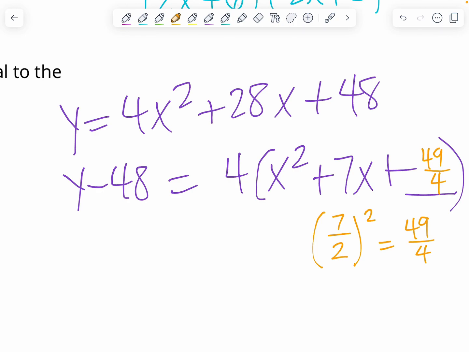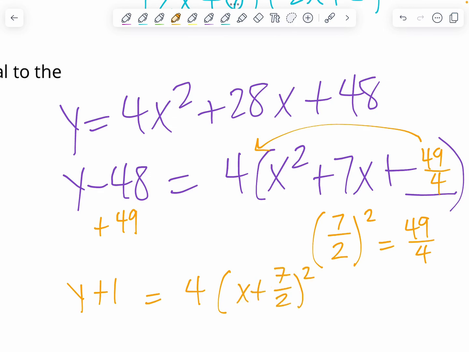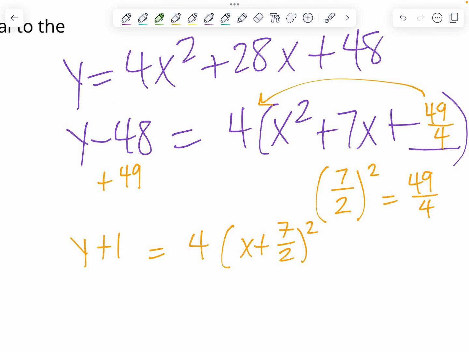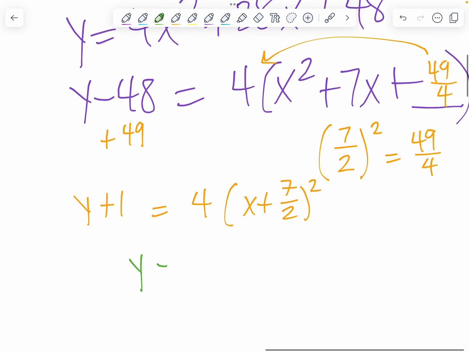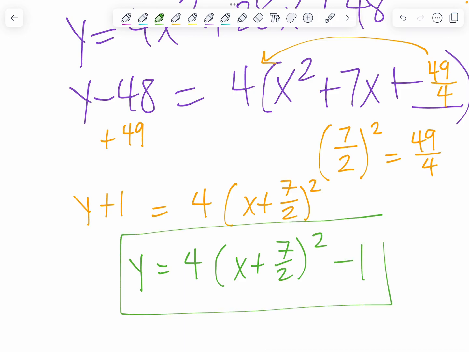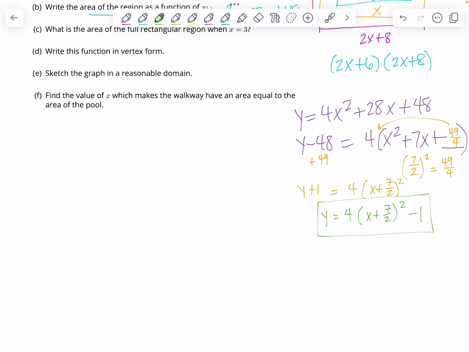But remember, to add it to the left side, you're actually multiplying it by this value on the outside. So it's going to just be plus 49 because the 4 times 49 over 4 is going to cancel out. So we have y plus 1 equals, the right side is going to factor as 4 parentheses x plus 7 halves squared. And then the final step to get that into vertex form is subtract the 1. So vertex form is y equals 4 parentheses x plus 7 halves squared minus 1. Okay, so that's going to answer part D.